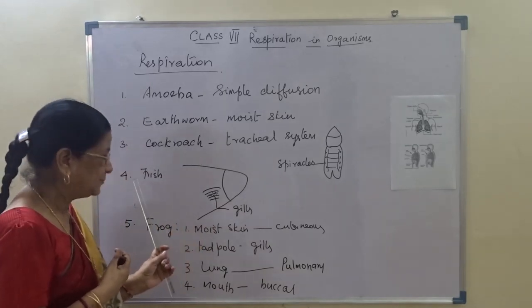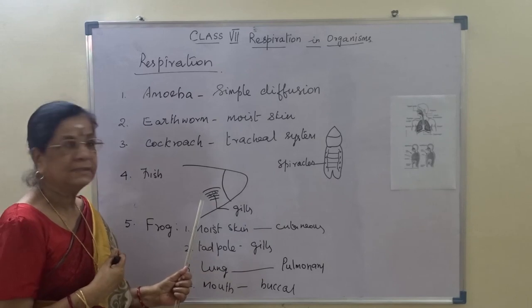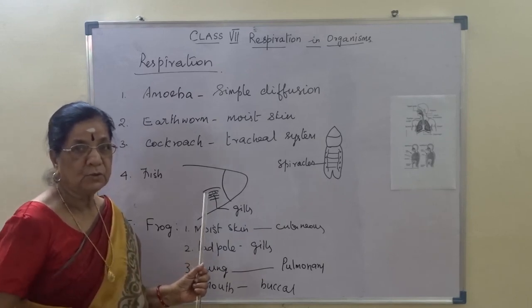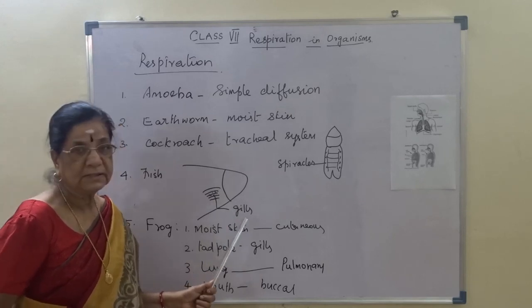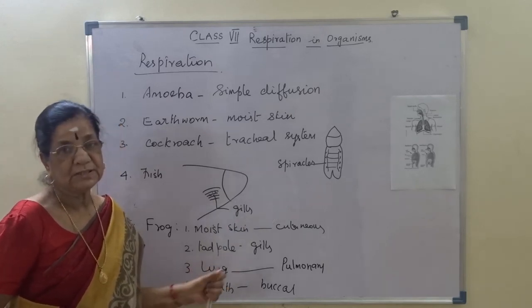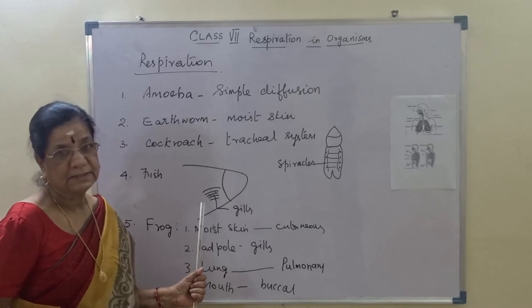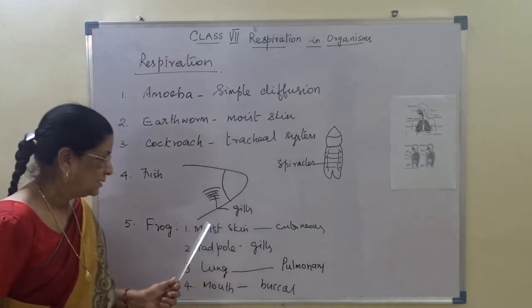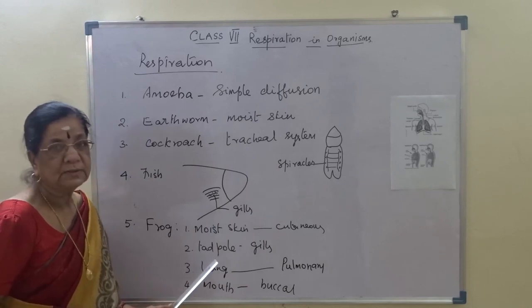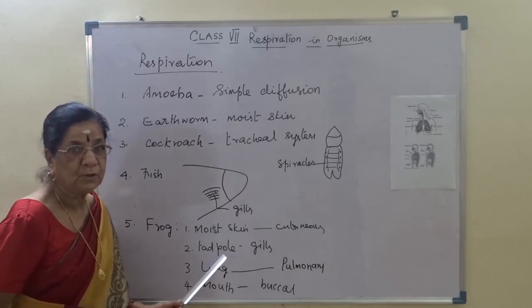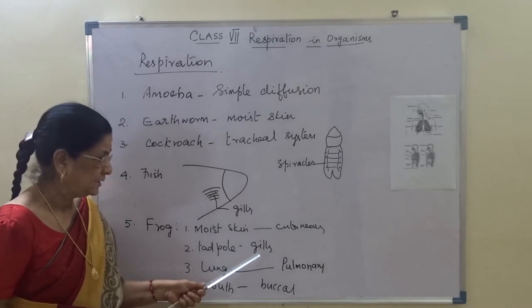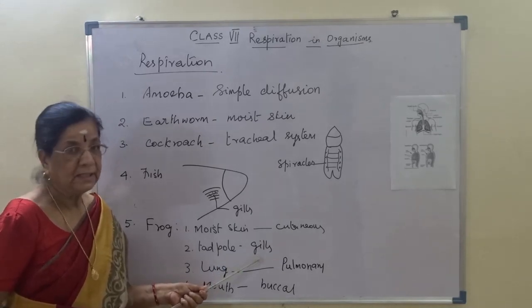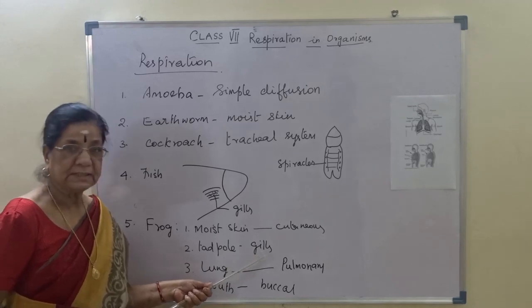Next one is fish. It is by the gills. Fish is an aquatic form as we all know. So the dissolved oxygen is taken through the gills. Next one, frog. First I'll talk about tadpole. Tadpole is a larval form of frog. So it is with the help of gills. The larval form tadpole is aquatic, so respiration is through the gills.